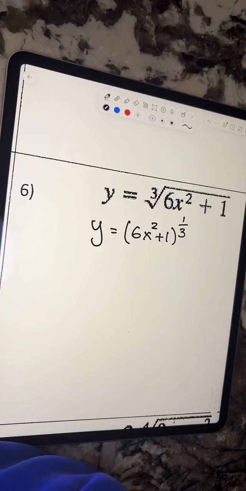Are we all on the same page, guys? Are we all on the same page?